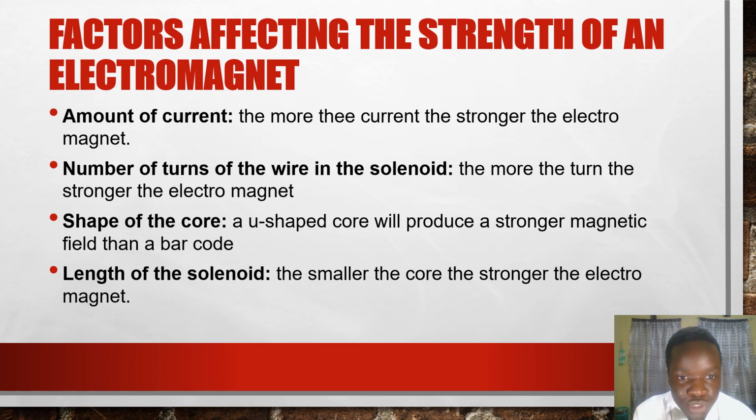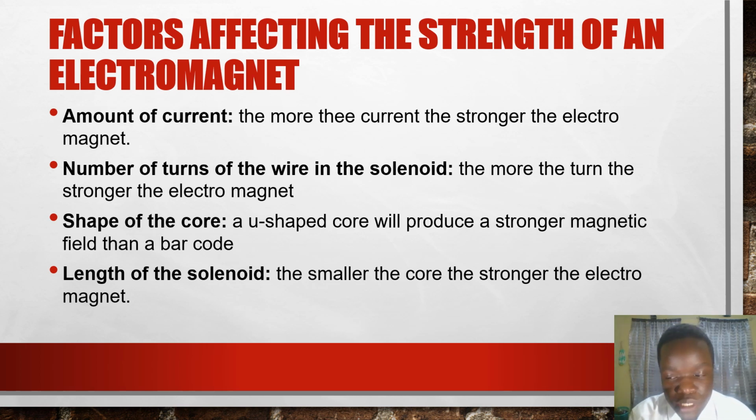Next, the number of turns of wire in a solenoid. The more the number of turns, the stronger the electromagnet. By making more turns, the surface area may increase. Hence, this electromagnet may be stronger. The shape of the core. A U-shaped core will produce a stronger magnetic field than a bar core. A U-shape may be like this. This is the U-shaped core, and the bar core is just a straight one.